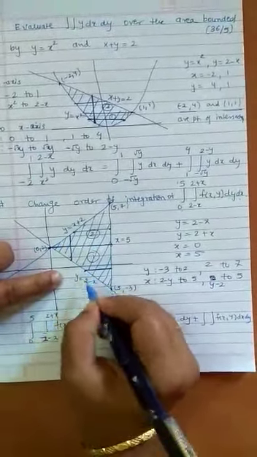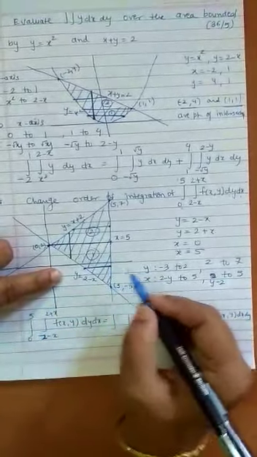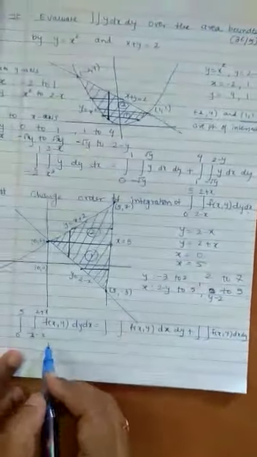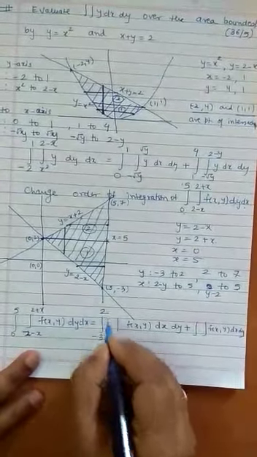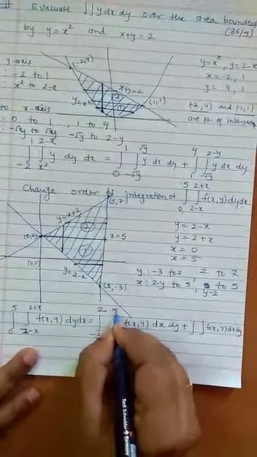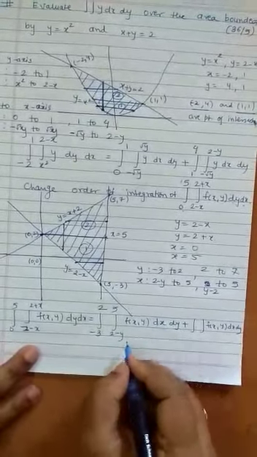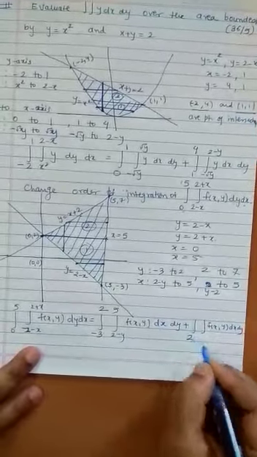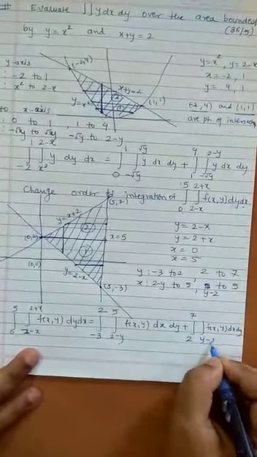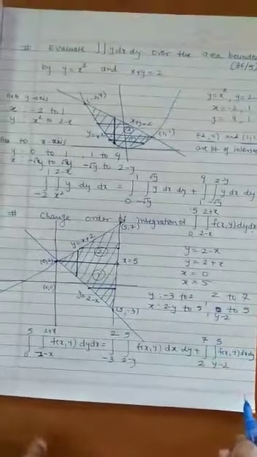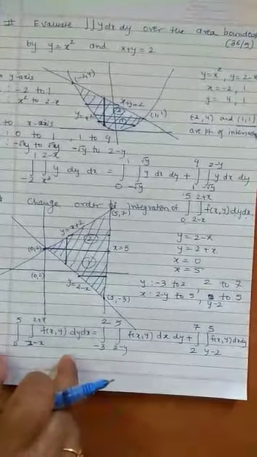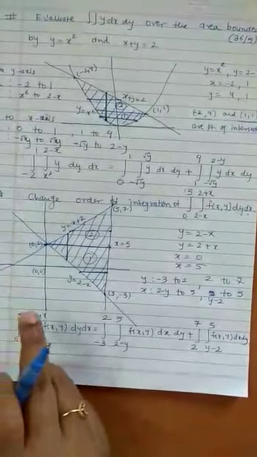This side x is 2 minus y, this side x is 5, this side x is y minus 2, this side x is 5. Hence, this double integration will now be written as minus 3 to 2, 2 minus y to 5, f of xy dx dy. Here these are functions of x, so we'll integrate first with respect to x, 2 to 7, y minus 2 to 5. Alright, that means if we evaluate these two double integrals, it will be equal to this one double integral.